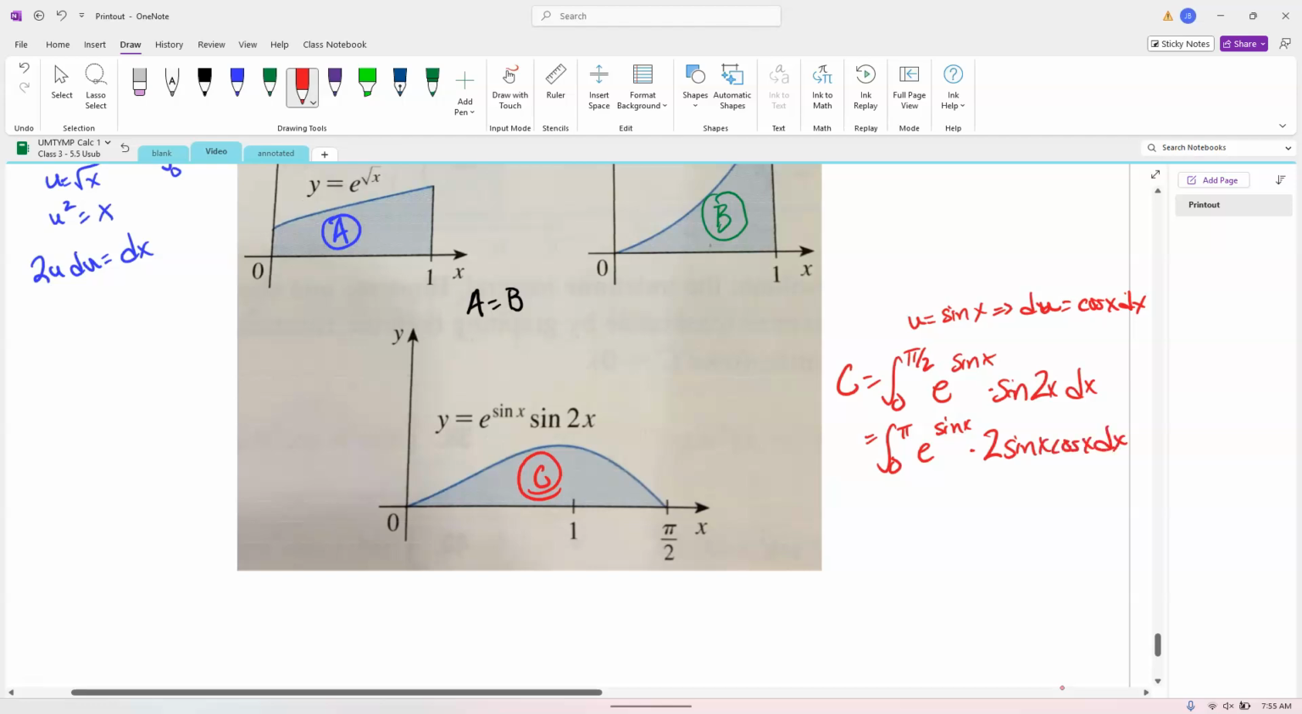Okay, and now I can do the substitution. Okay, 0 to pi over 2, that should be integral. Come back and do the bounds. e to the u times 2 sine x is u, and then cosine x dx is du. Okay, this better be from 0 to 1. Put 0 in, sine of 0 is 0. Yep, sine of pi over 2 is 1. Yes, indeed. So all three of these areas end up being the same.